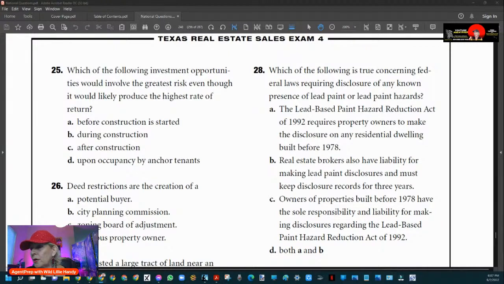So there's more than one right answer, right? And it's a federal law. It's not a TREC document, okay? That addendum.